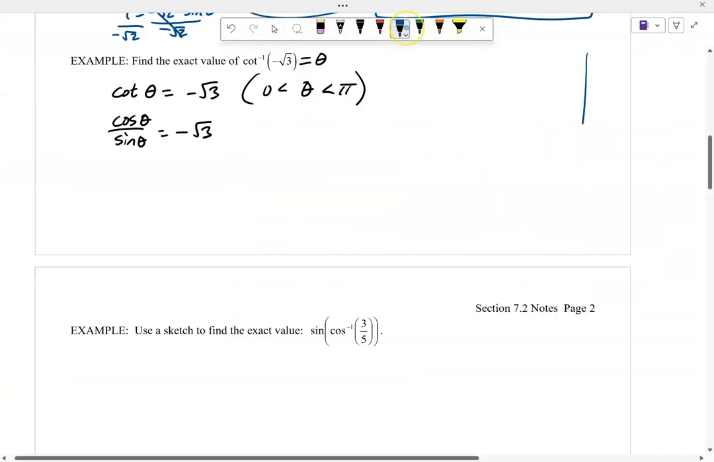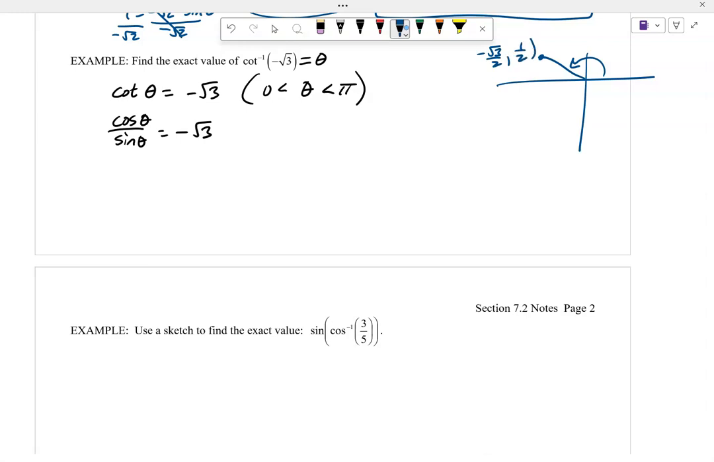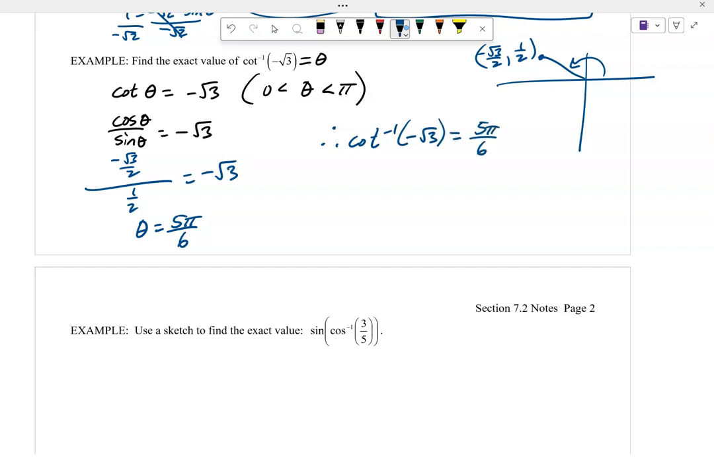All right, so let's put it on here. We've determined it's got to be at 5 pi over 6, because that has a cosine of negative root 3 over 2 and a sine of positive 1/2, which gives you negative root 3. So we know theta's got to be 5 pi over 6, 150 degrees. That's where it occurs. Therefore, the arc cotangent of negative root 3 equals theta, which we determined must be 5 pi over 6.